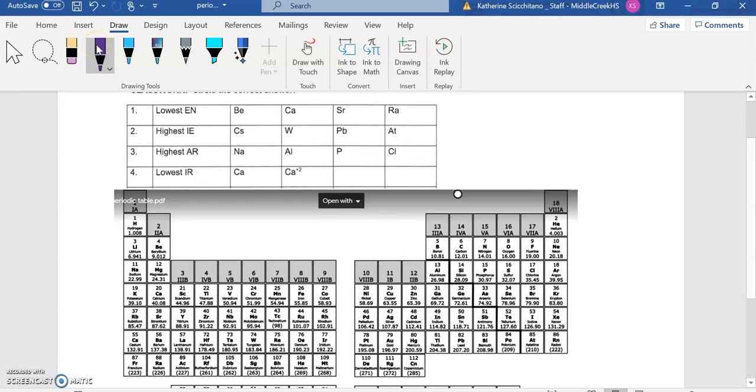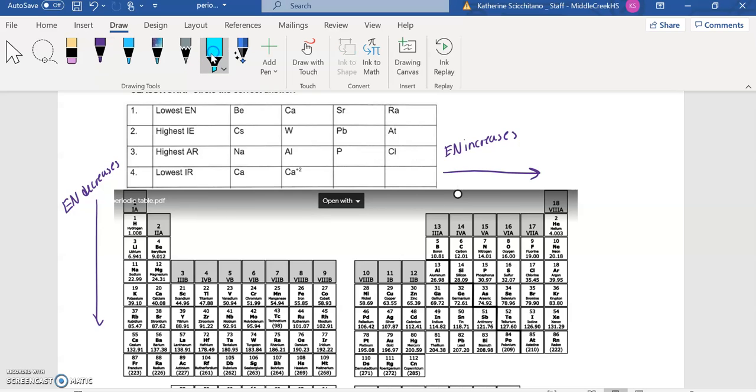So if you remember from last night's video, as you go across the periodic table from left to right, electronegativity increases. And as we go from top to bottom, electronegativity decreases. So if I'm looking for my lowest electronegativity, I am looking for the element that's closest to francium because it decreases going down and it will be the lowest on the left-hand side of the periodic table.